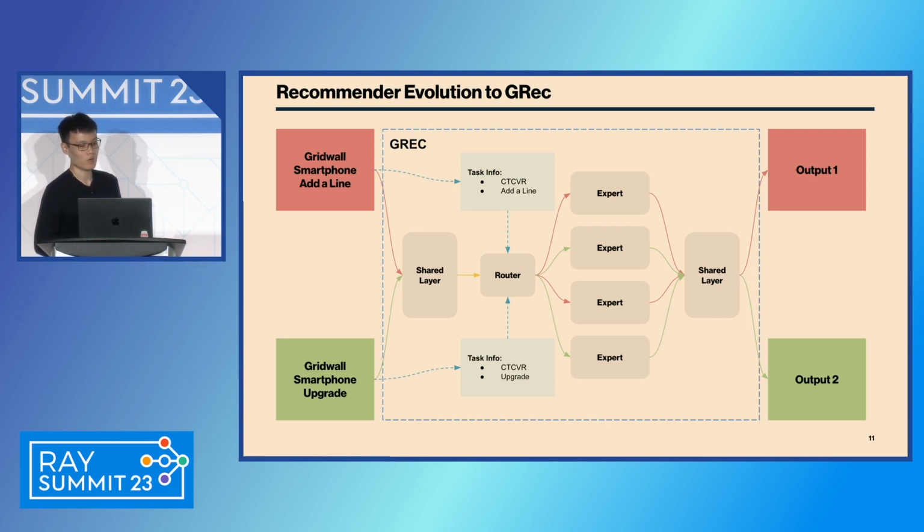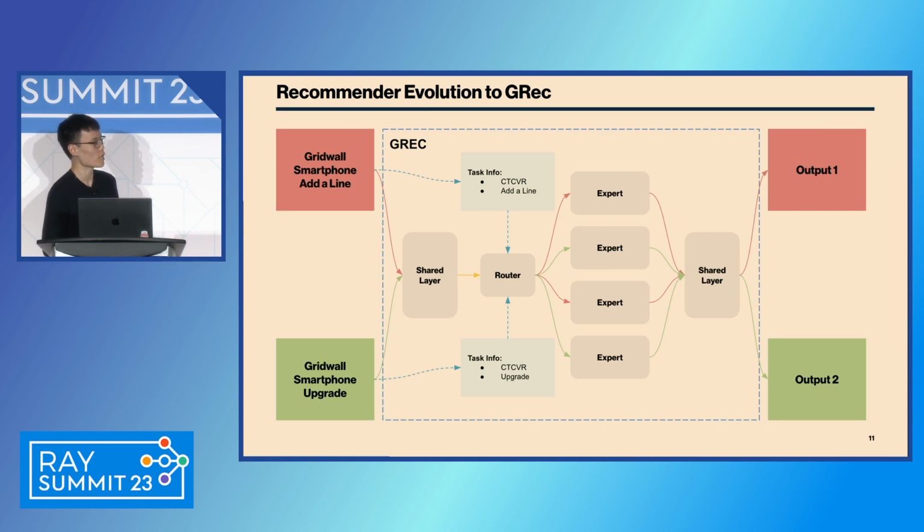So what we did here is we extract the task info out of the input. In the example here, we're looking at two pieces of task info. One is our objective: is it trying to optimize on click-through or conversion, or something different? That's one primary task. The second task is the flow: which flow we are looking at, is it add a line or upgrade? And the router is only looking at these two tokens.